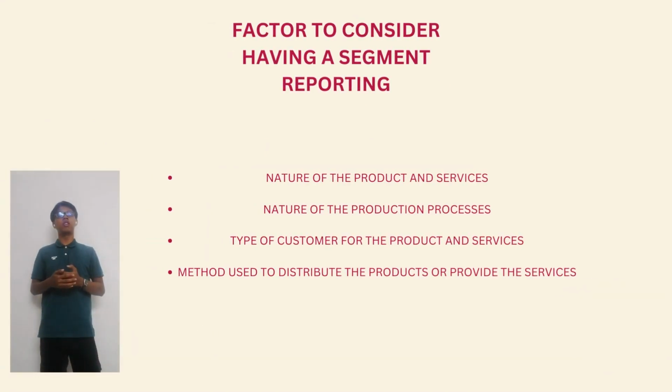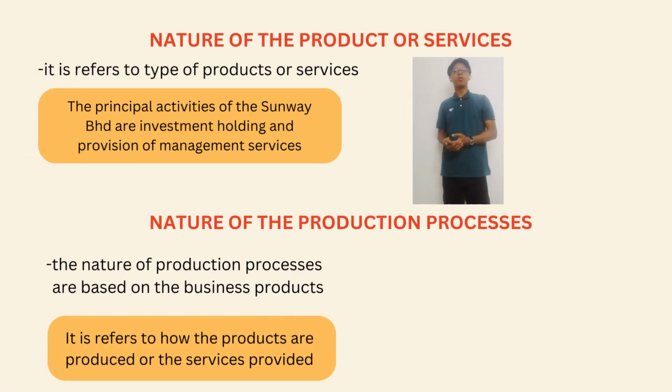Factors to consider for having segment reporting. There are 4 factors that we identify. First, nature of the product and services. Second, nature of the production processes. Third, type of customer of the product and services. And lastly, method used to distribute the product or provide the services. Alright, we go through them one by one.